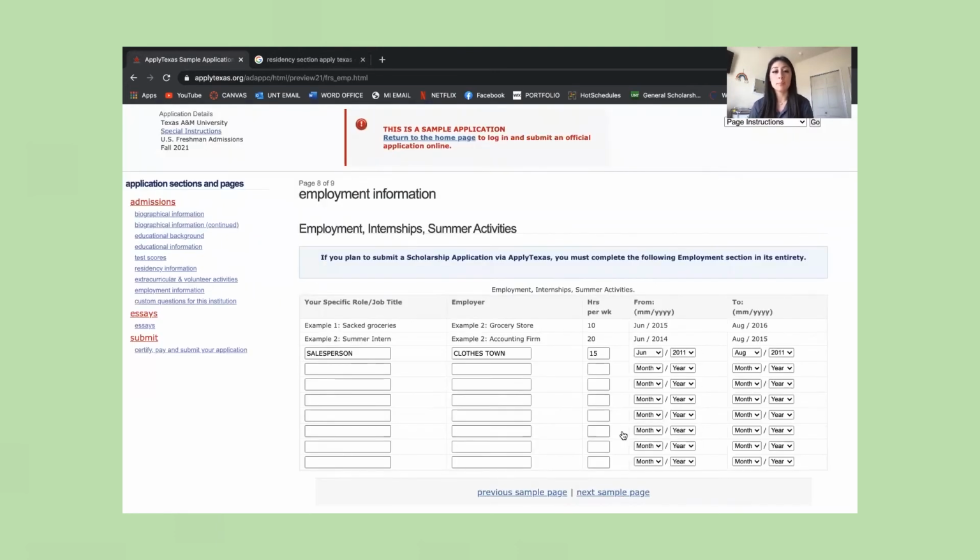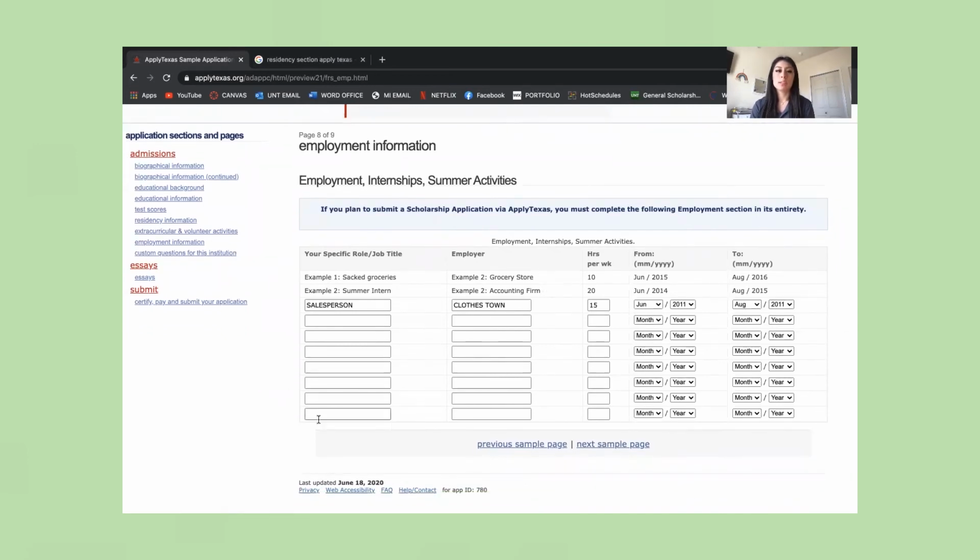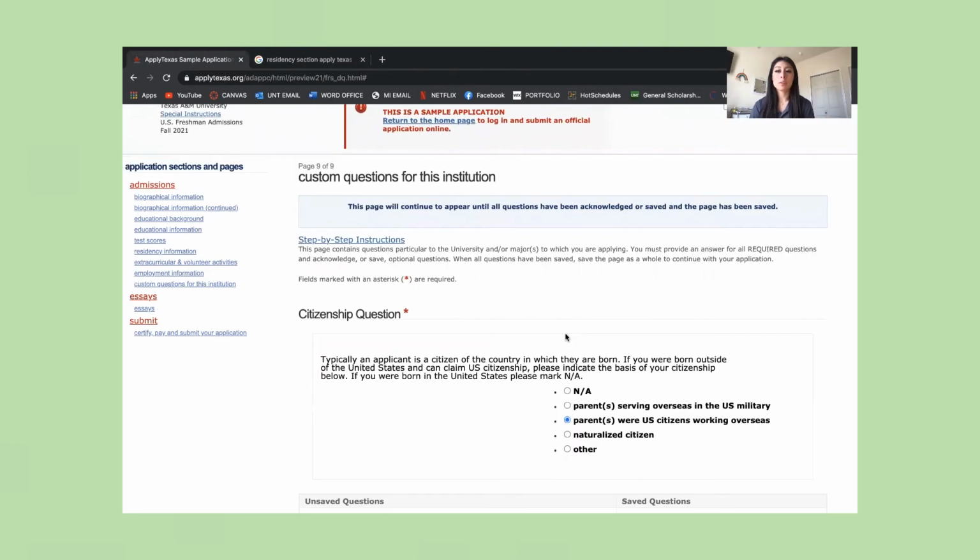Continue in that section, we have employment information. This is pretty much any jobs, internships, or summer activities you have had during your duration in high school as well. As we can see here, it asks what the job role was, employer, hours per week, and the duration of your time here. So this page is going to contain questions custom to the institution you're applying to.